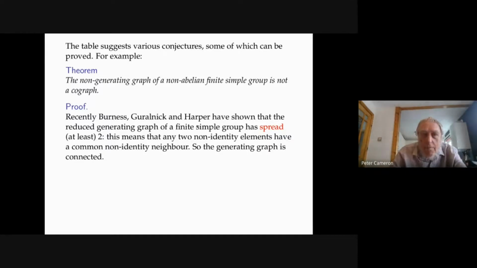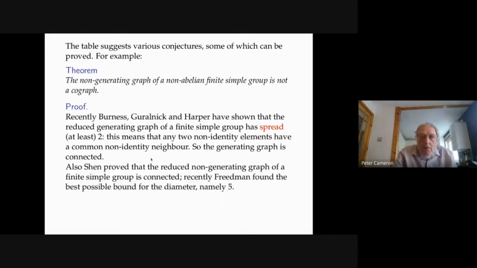Breuer, Guralnick, and Kantor proved that the reduced generating graph, so if you take a finite simple group, take the generating graph, throw away the identity, has what is called spread at least 2. That means any two non-identity elements have a common non-identity neighbor. So the generating graph is connected, but also the non-generating graph is connected. This was proved by Shen, but recently Saul Freedman has got the best possible bound for the diameter, namely 5.